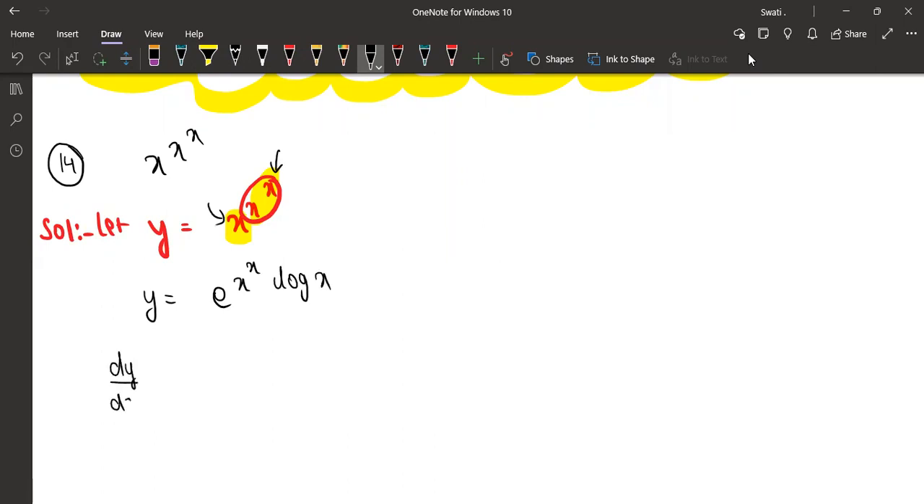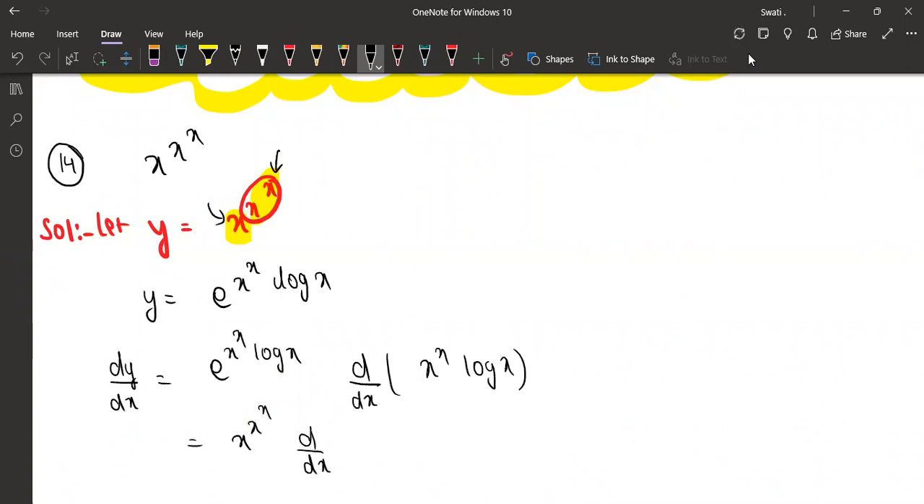So this will become dy dx, derivative of exponential function as it is. So e raised to x log x. And then by chain rule, we will do the derivative of x raised to x log x. Right? Now this we can write down as it is, the way it was given in the question, x raised to x raised to x. And this, again, we have to rewrite as x raised to x. We know that x raised to x we can write down as e raised to x log x. So I can just write down this x raised to x as e raised to x log x.